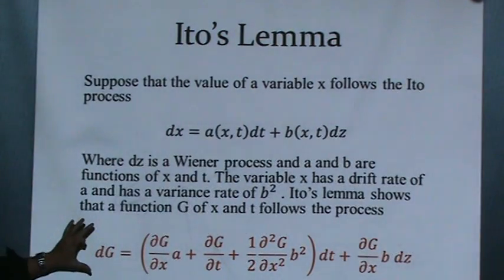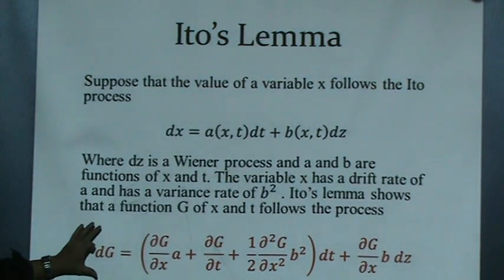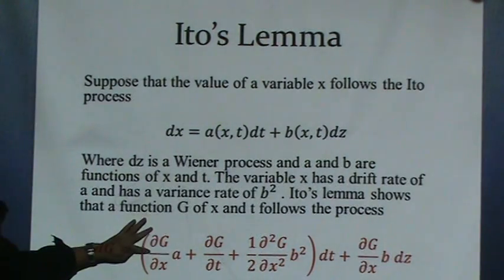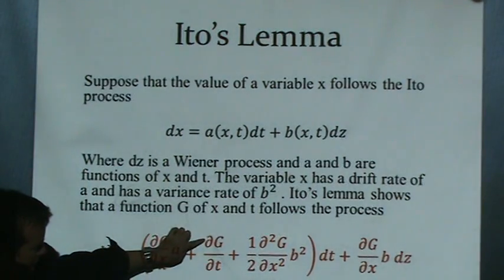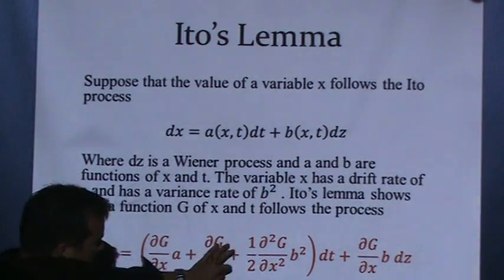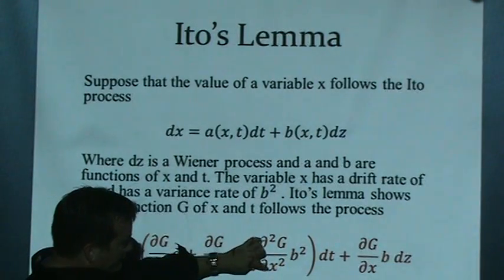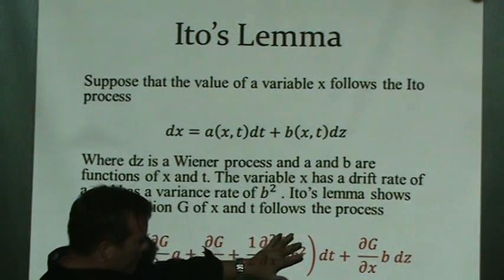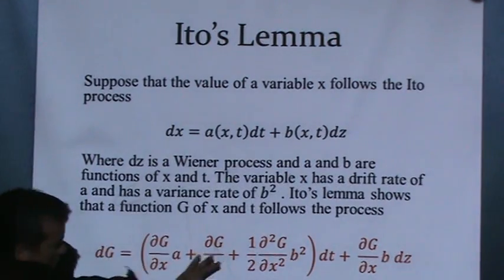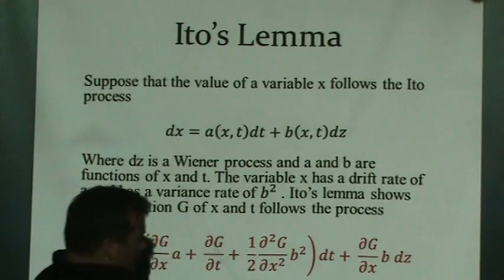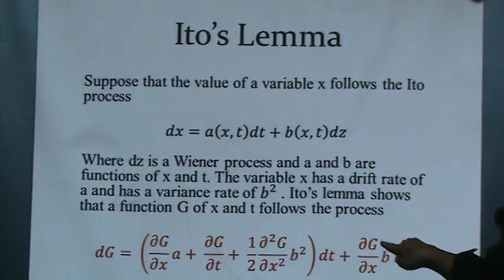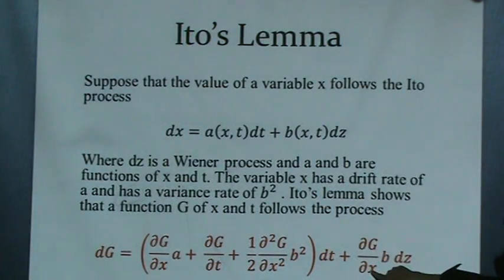The rate at which the g function changes is equal to the first derivative of g with respect to x times a, plus the first derivative of g with respect to t, plus 1/2 the second derivative of g with respect to x times b squared. This whole thing gets multiplied by dt, and then also plus the first derivative of this function g that you've made up with respect to x times b, which gets multiplied by the same Wiener process.